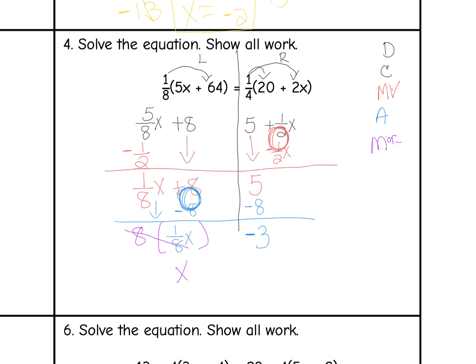That's what I wanted. And as we've done normally with the entire equation, whatever we did to one side, do to the other. So if I multiply the left side by 8, multiply the right side by 8. 8 times -3 is -24. And there's my answer.